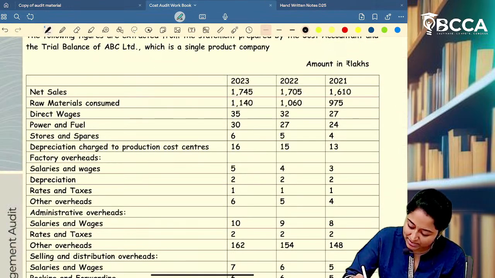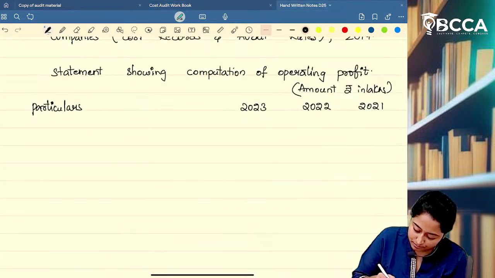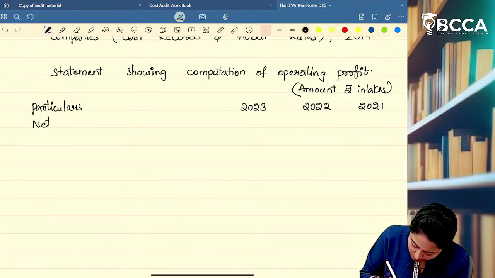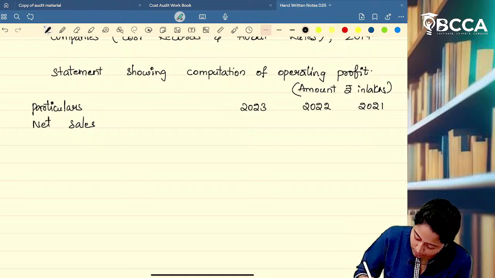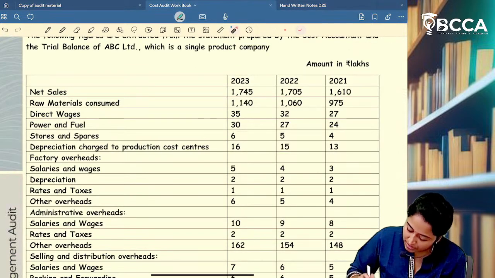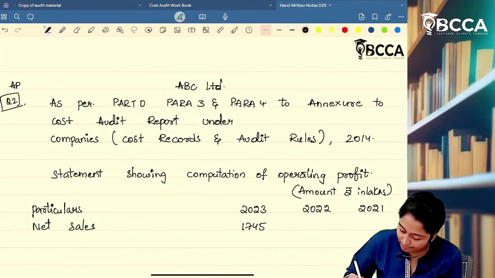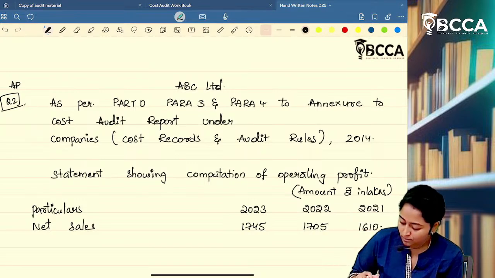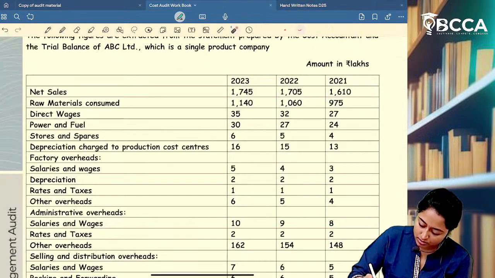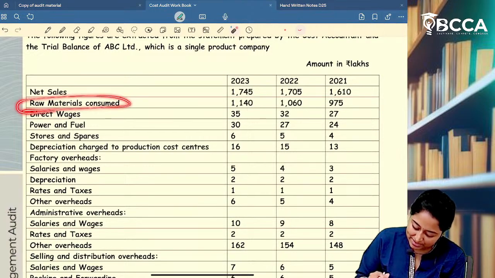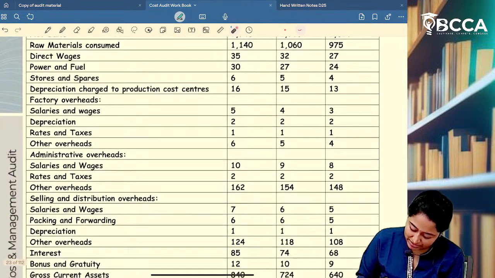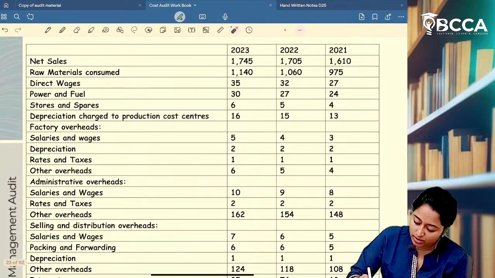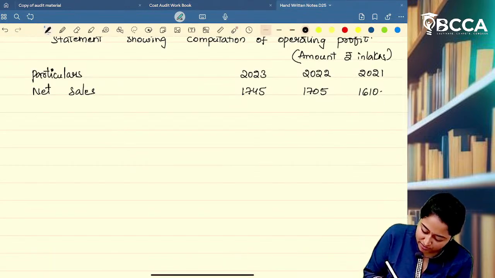Now, net sales. 1,745, 1,705 and 1,610. Okay. Next, raw materials consumed. So no export incentives or increase in value of finished goods is given.